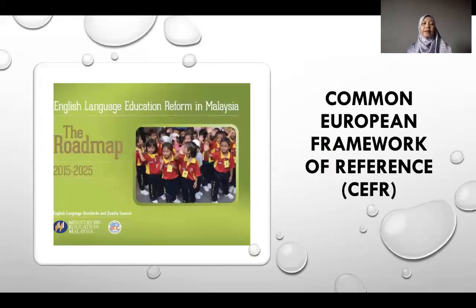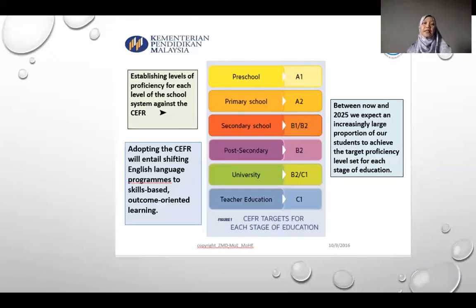Right, and then later on in 2015, the Ministry of Education of Malaysia introduced the roadmap for English language education reform in Malaysia. And here, the ministry introduced the use of the Common European Framework of Reference, or CEFR. Okay, what is CEFR? CEFR is to establish levels of proficiency for each level of the school system against the CEFR. So for example, for preschool, we expect the students to get this A1 level.